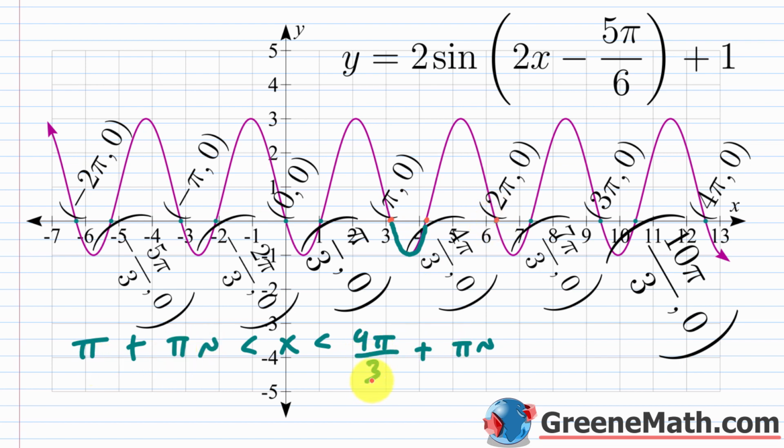Again, if you added pi to pi, you would get 2 pi. If you added pi to 4 pi over 3, you're adding 3 pi over 3, so that would give you this 7 pi over 3 right here. And if you go between those, you're going to have y values that are less than 0. So you can get this piece, and of course this piece, and so on and so forth.